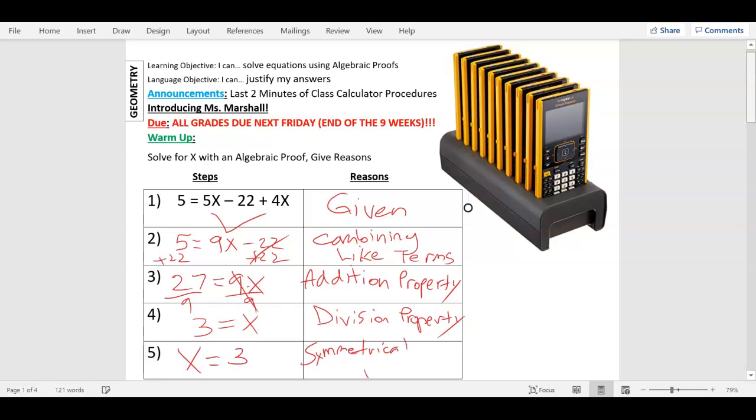Symmetrical property. So you should have that warm-up done, right? You have this written down? Okay. You also, for all these warm-ups, we were writing down the reasons, right? So you want to write that down.